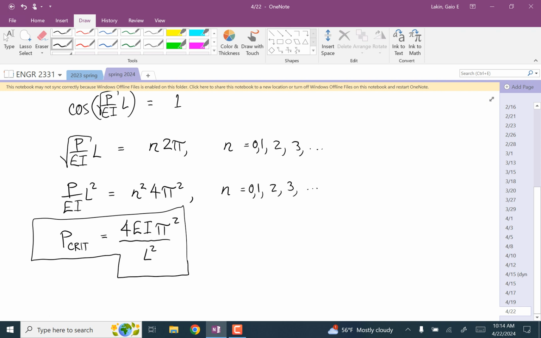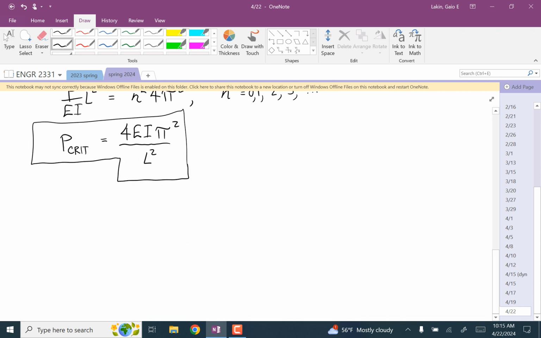Okay. So let's do one more and then we'll list these all out so that you get an intuitive sense of what has a bigger critical value. So now we're going to do a boundary condition where we have a pin at the center. We did this with pinned ends. This is x equals L over 2.